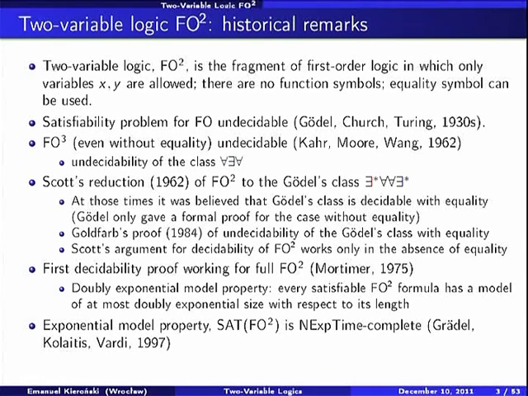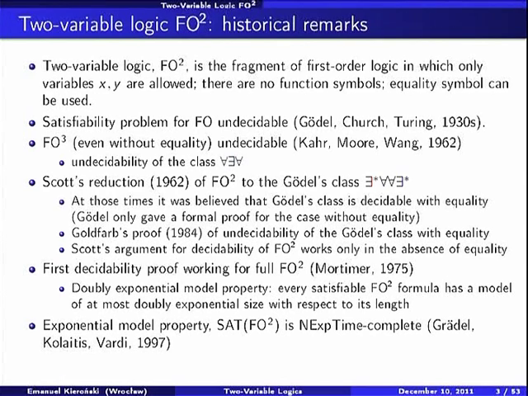The first result in this area was by Scott, who reduced the satisfiability problem for FO2 to the so-called Gödel class. It is the class of formulas starting with a prefix of existential quantifiers, then exactly two universal quantifiers, and again a prefix of existential quantifiers. At that time, in the 1960s, it was believed that Gödel's class is decidable with equality. However, Gödel wrote only the proof for the case without equality, and just claimed that this proof can be extended to the case with equality. It appeared later that this is not true, and the satisfiability problem for Gödel's class with equality is undecidable. So Scott's argument, in fact, worked only for FO2 without equality.